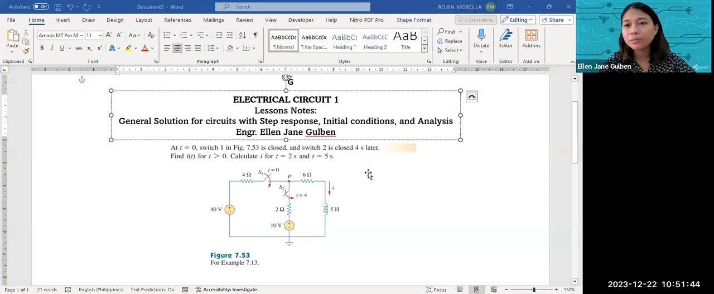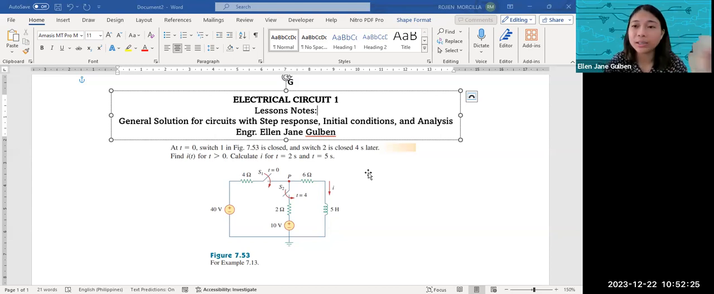Okay, we have come to the part where we will be doing the analysis. Previously, we have already discussed how to derive the differential equations, and after the differential equations, we're going to apply the solution, based on whether it's a first order or a second order differential equation. Now, this portion is where we're going to do the analysis with an example of our differential equation circuits. Okay.